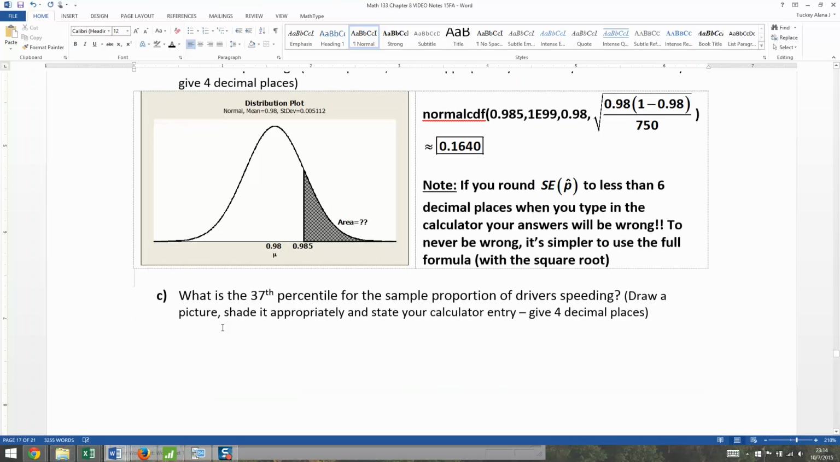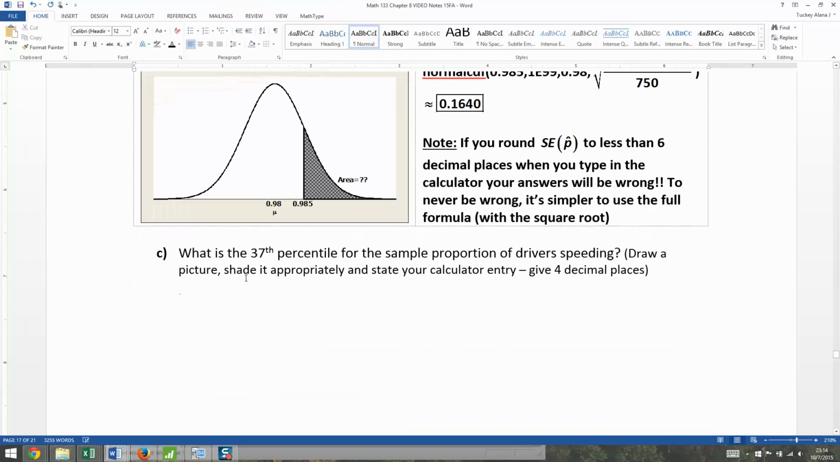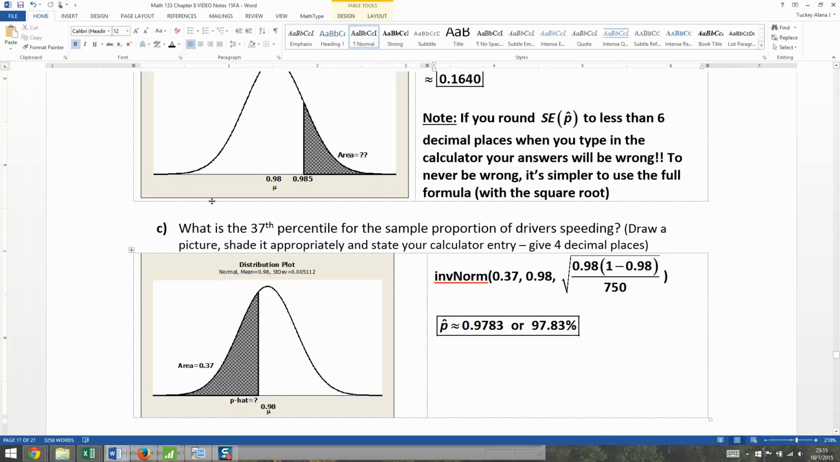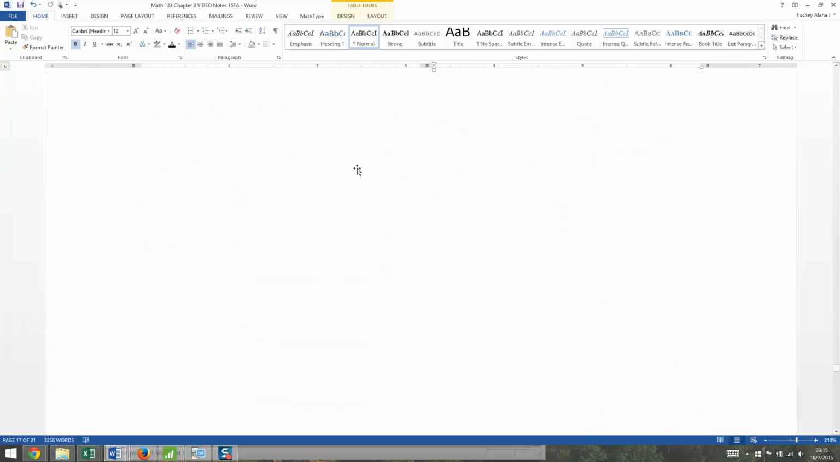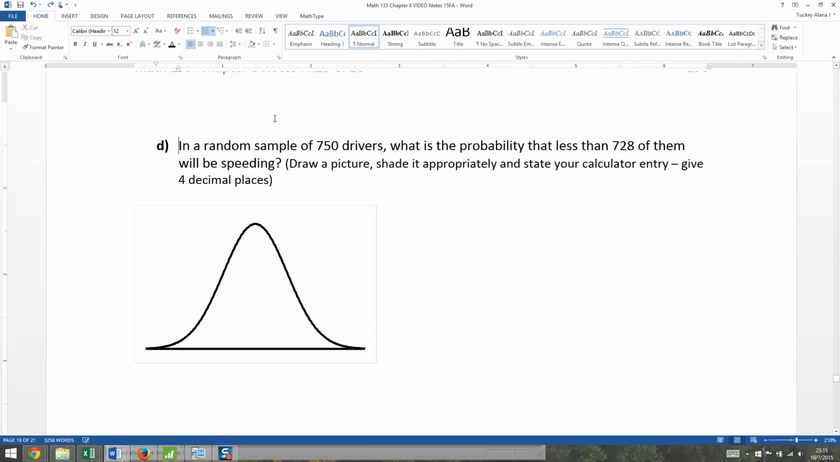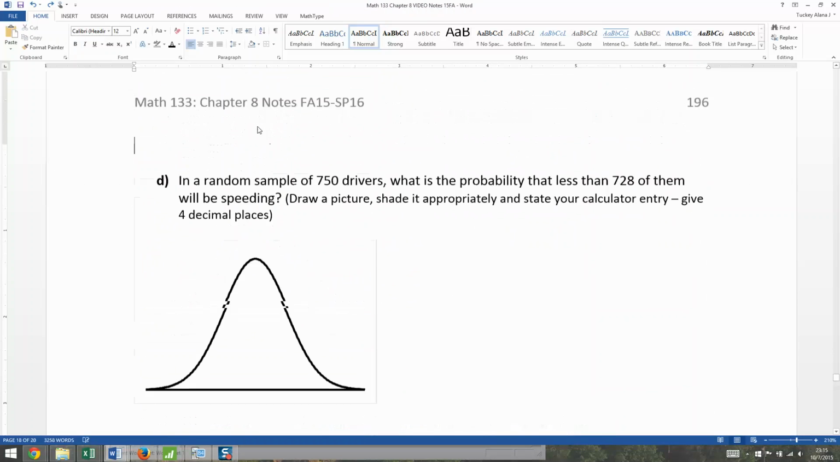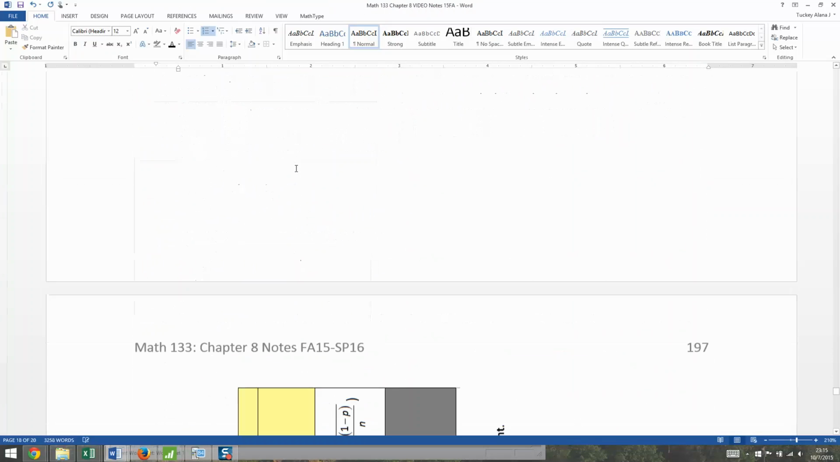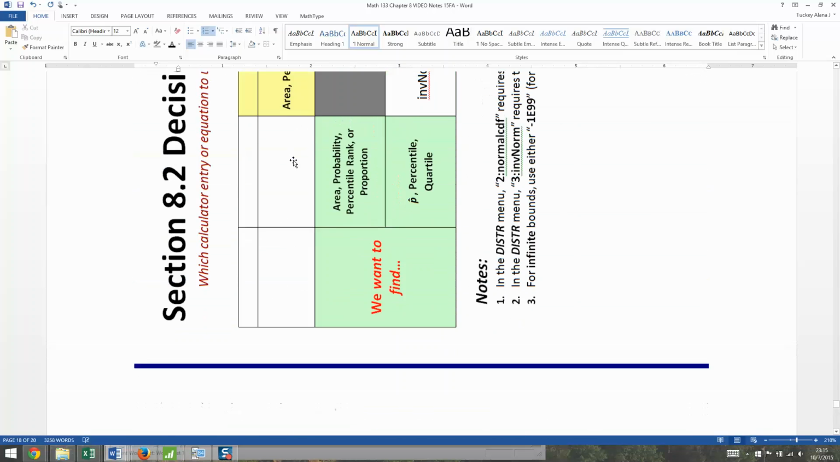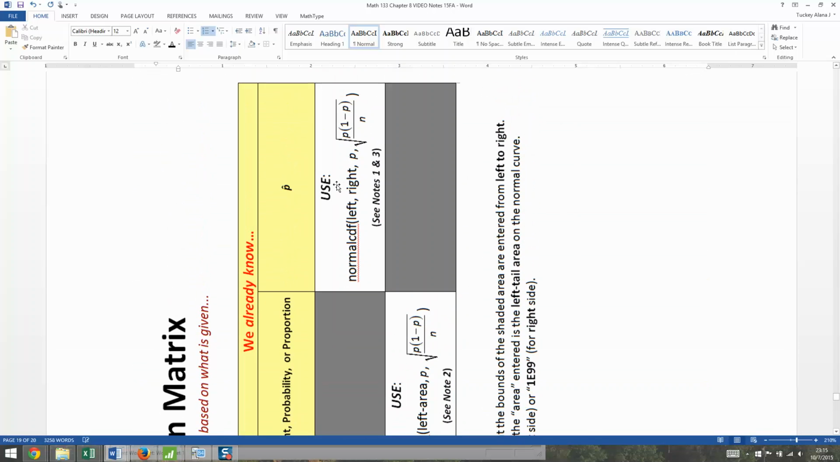All right, now what about the 37th percentile? Well, that's going to be over on the left-hand side, right? Because remember, the median is the 50th percentile. So let's remind ourselves of a couple things. When we want to find percentiles, that means that we want to use inverse norm. Let me go find you the decision matrix real quick, because I threw in a decision matrix at the end of chapter 8 for you. Right there. There it was. All right, so this one's the one for 8.2. There's another one for 8.1.